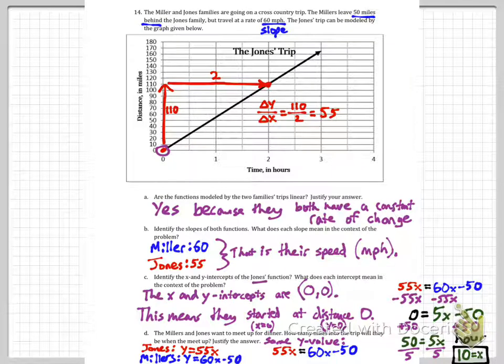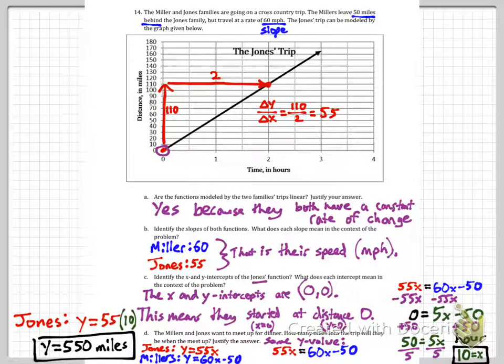To calculate how many miles into the trip, you'll then plug that into the original equation. Like so. So you can actually plug it into either equation. I'm going to plug it into the easier equation, the one that has less stuff with it. So the Jones equation, y equals 55x. Let's plug in 10 for x. You get 55 times 10, which is 550. So they will meet up 550 miles, or 10 hours, into their trip.